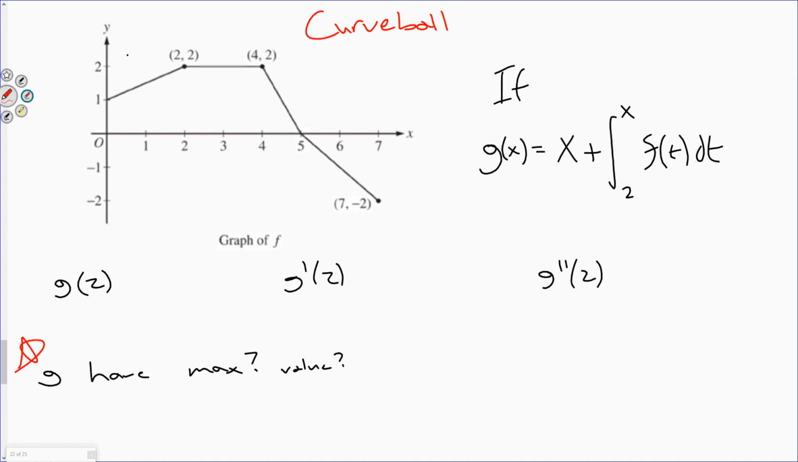When does G have a max? What is its value? All right? Answer that question. What's the max value? What is the max? Go.